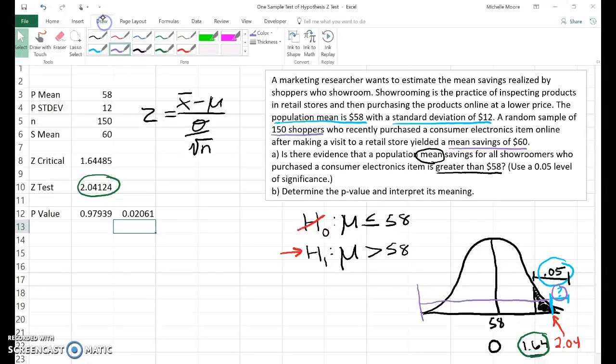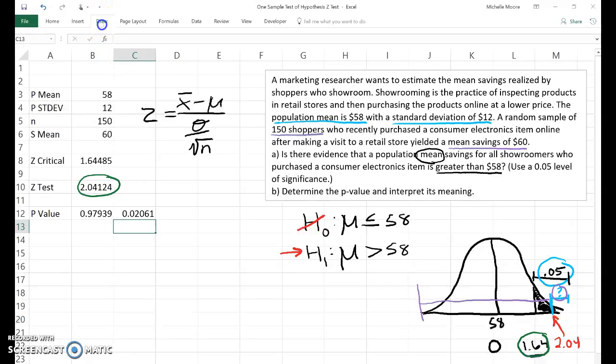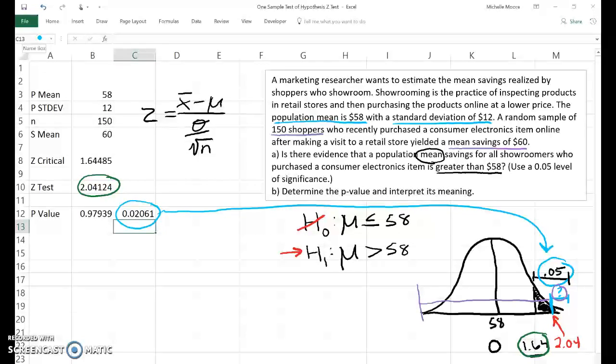What I want you to realize is that any time our p-value, right here, is small, and when I say small, I mean smaller than alpha, we also reject the null. So 2.04 goes with 1.64, and 0.02 goes with 0.05. And either way can help you determine whether or not you need to reject the null. You can either do it by using the p-value, or you can do it by doing the, in this case, the z-test. And that concludes our video for today.